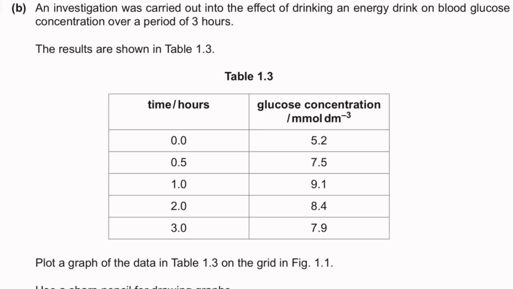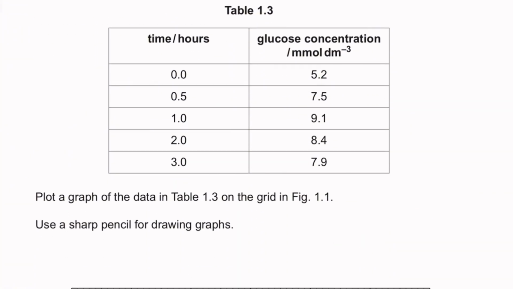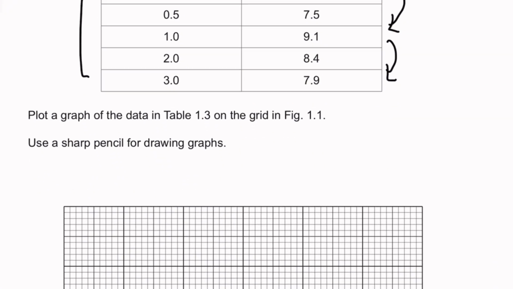Okay. B. An investigation was carried out into the effect of drinking an energy drink on blood glucose concentrations over a period of 3 hours. The result is shown, so you have a time, and you can see how glucose concentration increases, reaches this point, and then starts to decrease again as the time moves on. So he says, plot the graph of the results.